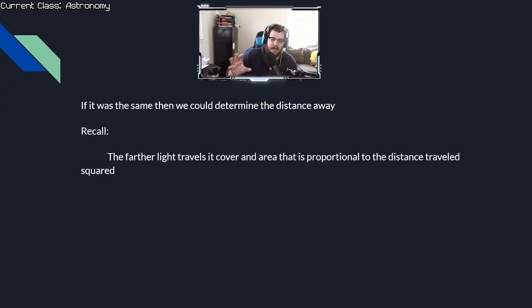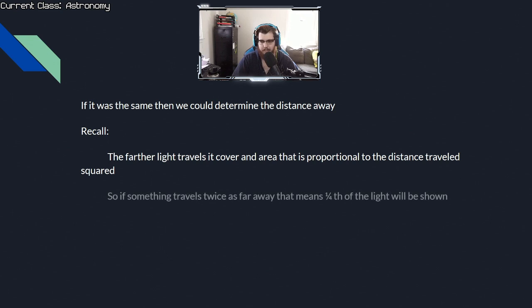We remember that we talked about this a long time ago in my class, and for those watching this for the first time who have no idea what I'm talking about, we talked about an inverse square law. An inverse square law basically says that the farther light travels, it covers an area that's proportional to the distance traveled squared.